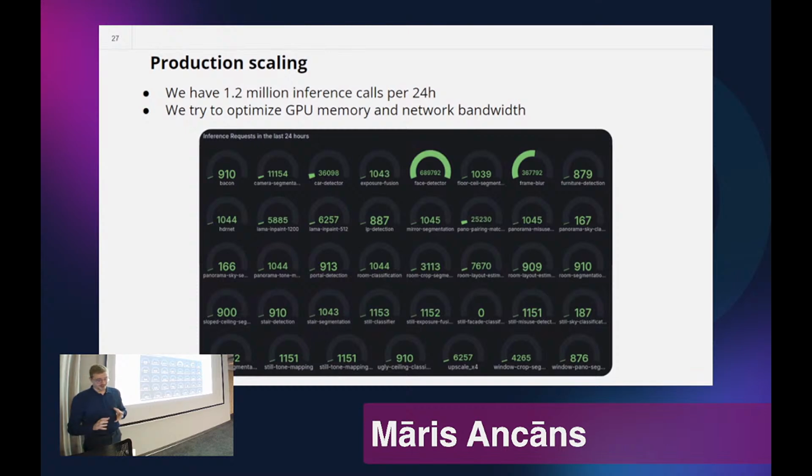How are we scaling? Currently, we have around 1.2, maybe more, maybe less, inference calls to our servers per 24 hours. It is really important for us to optimize the GPU memory, because we don't have a lot of GPUs, and they're limited to 24 gigabytes or 48 gigabytes of memory. As I said before, we have 41 models, I think, and you have to pull a lot of them, duplicate a lot of them. So how are we doing this?